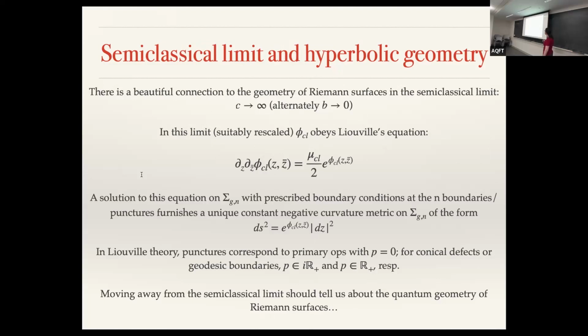For a solution to Liouville's equation, you have to prescribe boundary conditions at the boundaries of the Riemann surface, but once you put the correct boundary conditions on this equation, a solution furnishes a unique metric of constant negative curvature on the Riemann surface, which takes the following form. The conformal factor of the metric is just an exponential of the Liouville field.